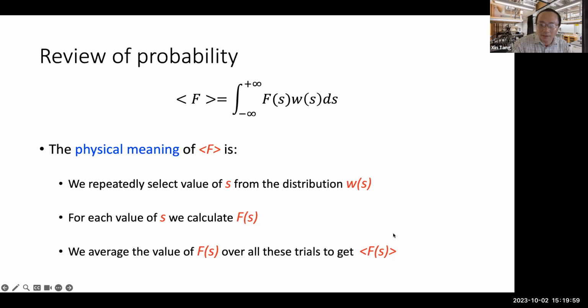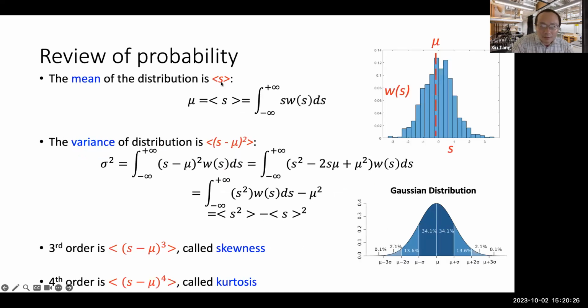The bracket symbol in statistical mechanics is used to tell us the mean value of a function. That mean value is the value we can use to know the most common phenomenon yielded by this function. Now, for the mean and variance, they have a specific definition.